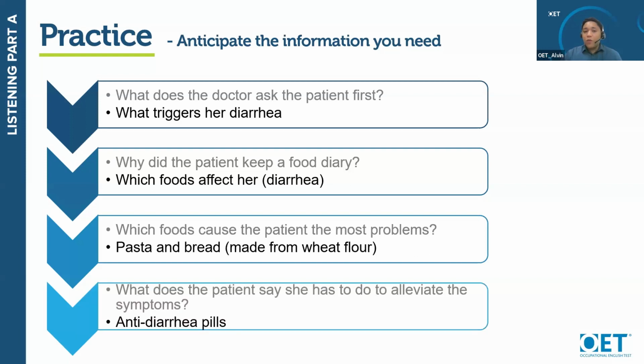And number four, what does the patient say she has to do to alleviate the symptoms? If you remember, there were some cues there like lessen the symptoms, anti-diarrhea pills. So the answer here is anti-diarrhea pills. So those are the answers. I think some of you probably got it. Maybe some of you are still working on it, and it's okay because we are still learning. It's okay to get lost in the process. But if you have any questions, please feel free to ask. Okay, all right, let's keep moving.